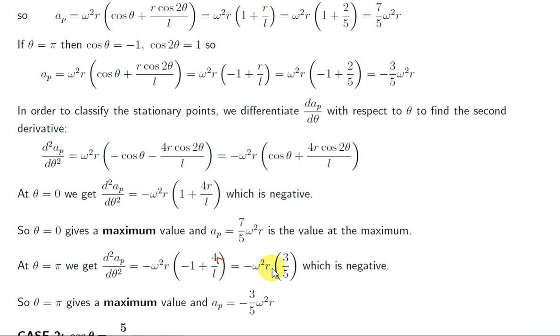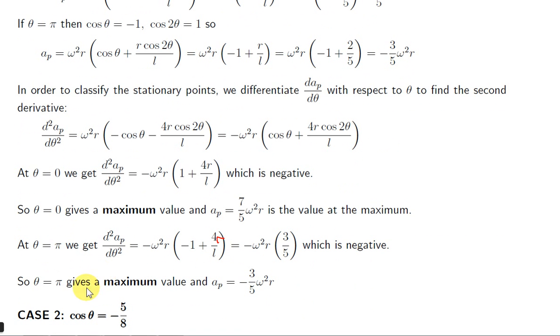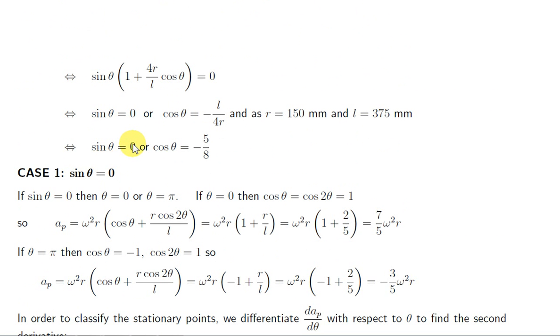And since omega and r are positive, this quantity is negative. So the second derivative is negative at θ equals pi. So that means that we have a local maximum at θ equals pi. So now we've dealt with the two stationary points that come from the equation sine θ equals 0. Next we look at the equation cos θ equals minus 5/8.